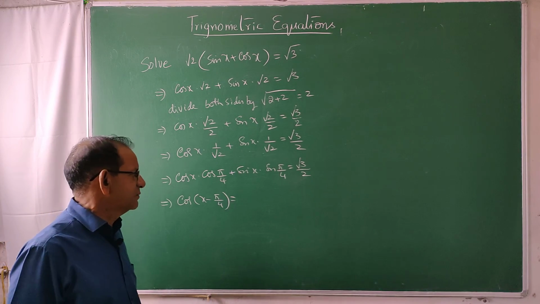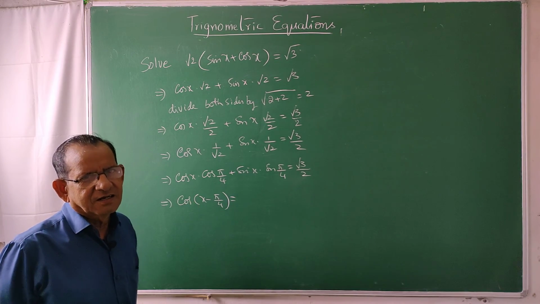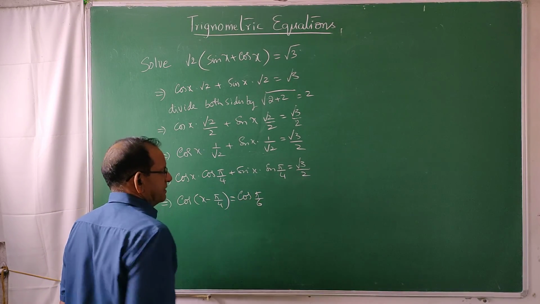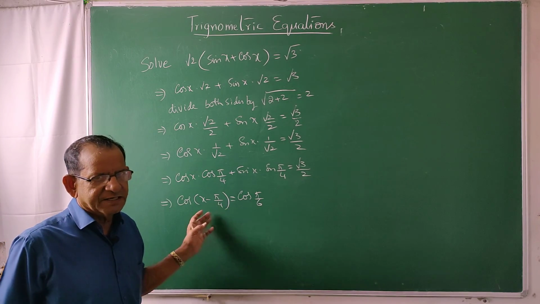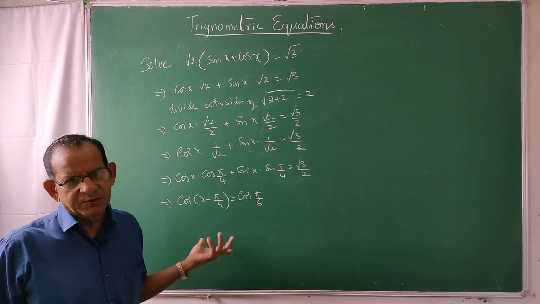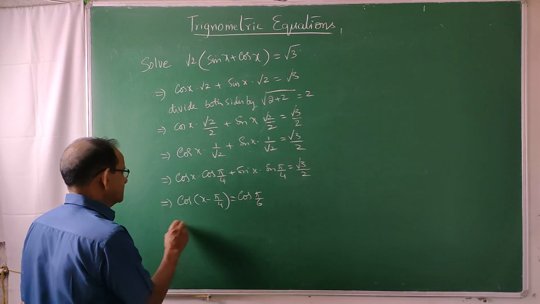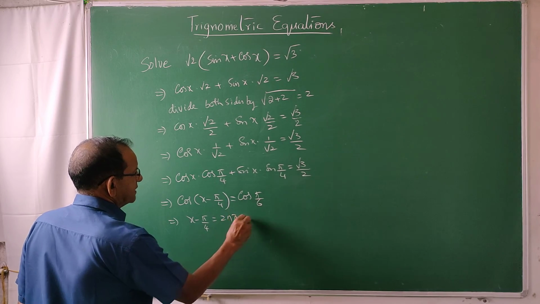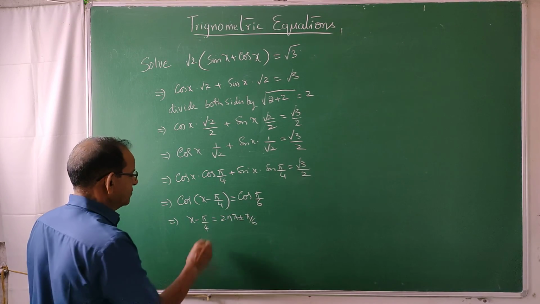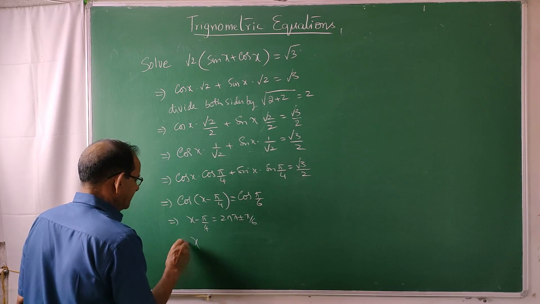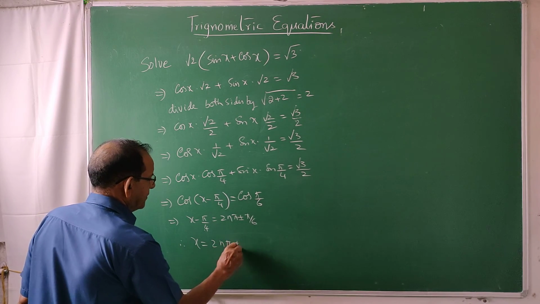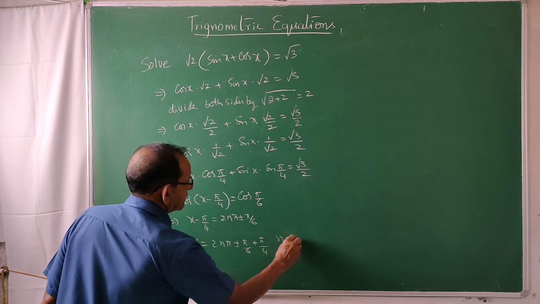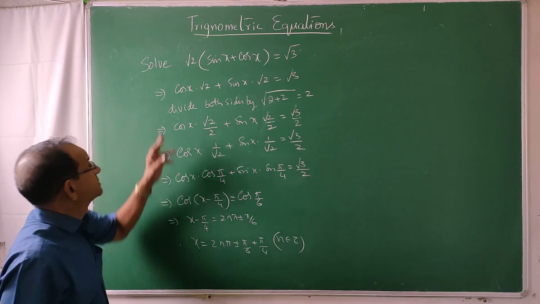What is the principal value for root 3 by 2 for cos? Cos 30 degrees is root 3 by 2. So, you write cos pi by 6 in place of root 3 by 2. Now, it is in the form of cos theta is equal to cos alpha. Theta is equal to 2n pi plus or minus alpha. Theta means here x minus pi by 4 is equal to 2n pi plus or minus pi by 6. So, bring pi by 4 to the right side. Therefore, x is equal to 2n pi plus or minus pi by 6 plus pi by 4, where n belongs to z, n is any integer. So, this is the general solution for the given equation.